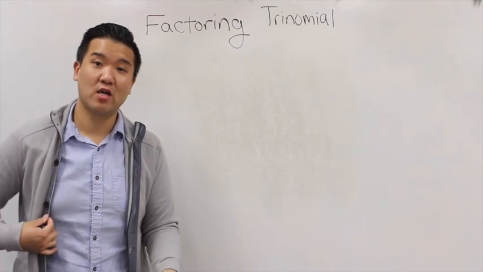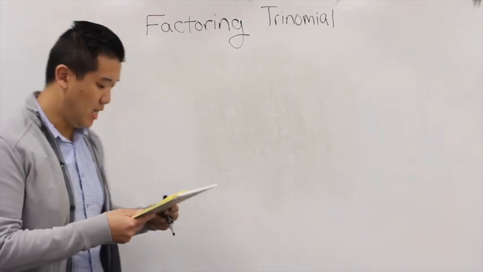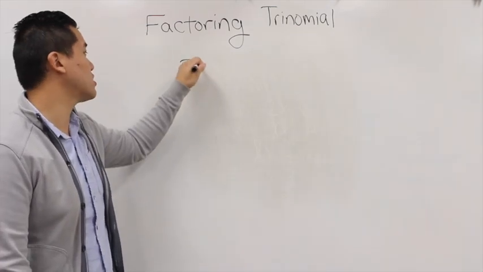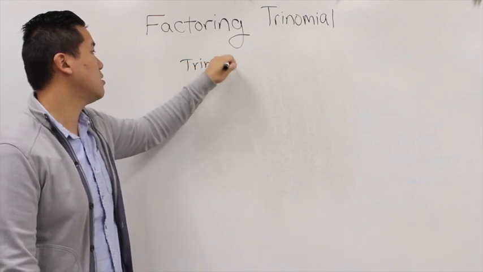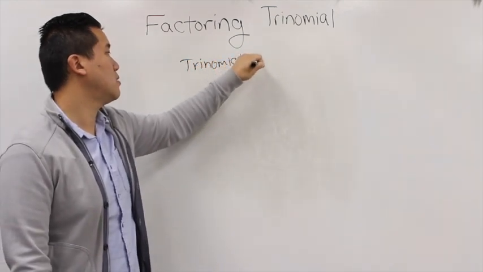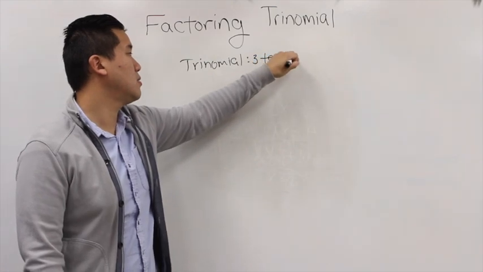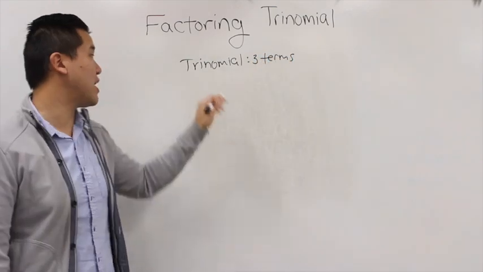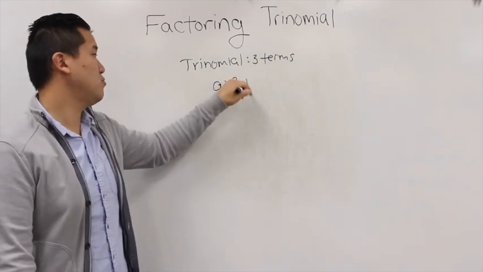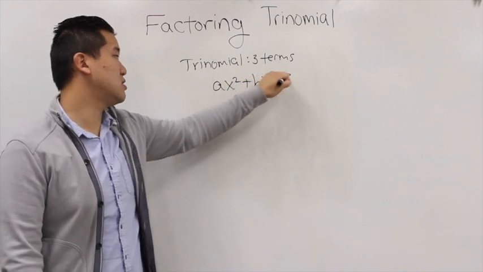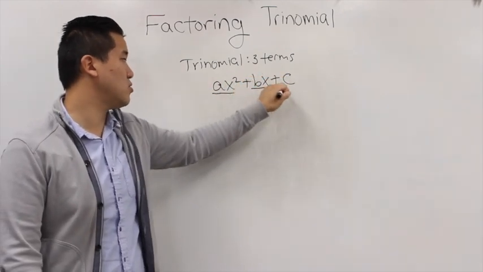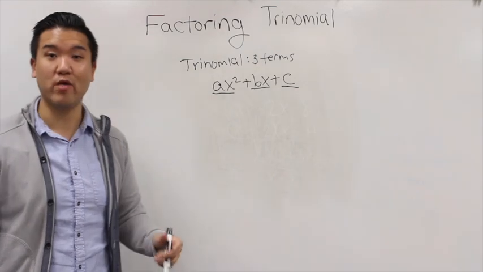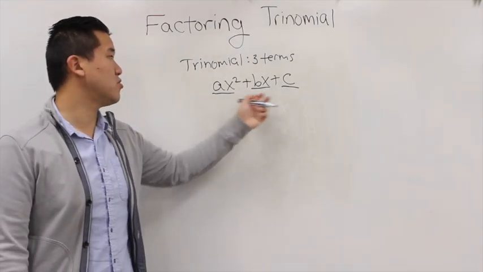Factoring trinomials is kind of the heart of our factoring unit. Trinomial just means three terms. I'm just going to put it in quadratic form: ax squared plus bx plus c. We have 1, 2, 3 terms, separated by plus or minuses. So we have 3 terms.